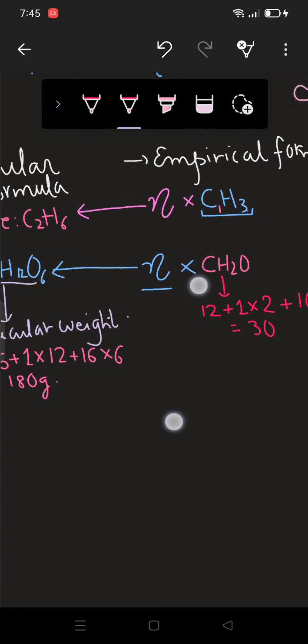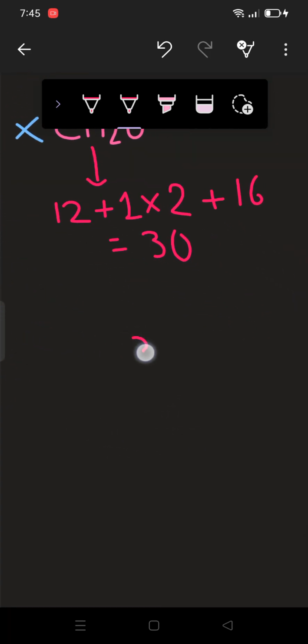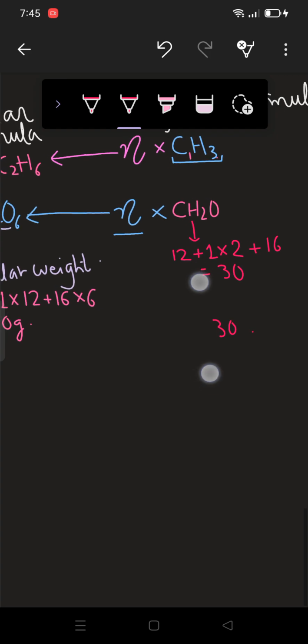Let's find the empirical weight. So the mass of the carbon is 12, and of course there is only one atom, so no need to multiply the 12 with 1. The mass of hydrogen is 1 and there are 2 atoms of hydrogen, so multiply by 2, plus the mass of the oxygen is 16, right? So 12 plus 2 plus 16 gives us 30, right? This is the empirical weight, right?